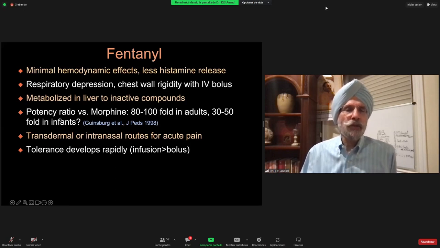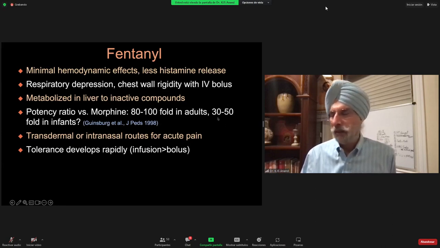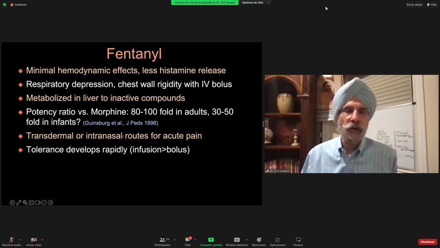Although the potency ratio of fentanyl versus morphine is 80 to 100-fold in adults, Ruth Guinsberg and others have found that it may not be as potent. It may be only 30 to 50-fold, but still much more potent than morphine in equianalgesic doses. Fentanyl is also lipophilic, so we can use it by transdermal or intranasal routes, but recognizing that tolerance will develop rapidly.